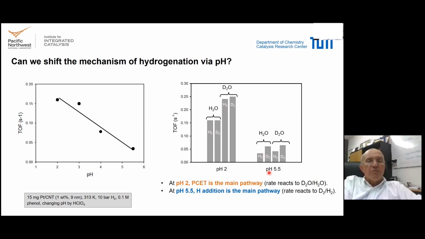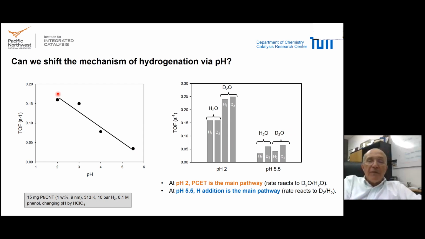Here at pH 5.5, it's just the opposite. There is hardly a difference between water and heavy water, but there is a huge difference between hydrogen and deuterium. So we see that in this case, we are dominated by a hydrogen addition type mechanism. And as I've shown you before, the proton-coupled electron transfer has the lower activation energy, and therefore the turnover frequency really increases with pH, both being on a log scale.